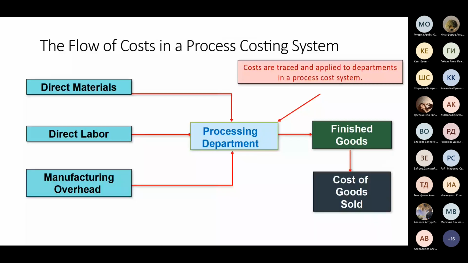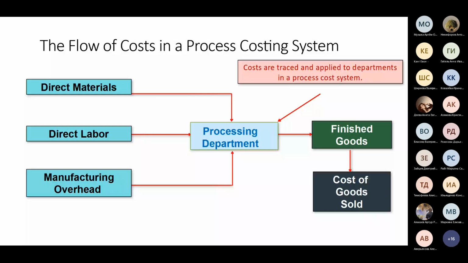If we see the same scheme of the flow of cost in a process costing system to compare it with the job order costing system, we can see that all the materials and labor and manufacturing overhead costs are calculated in a special processing department where they are split by departments. For example, there could be some specified departments, operational and delivery department, and maybe some more.